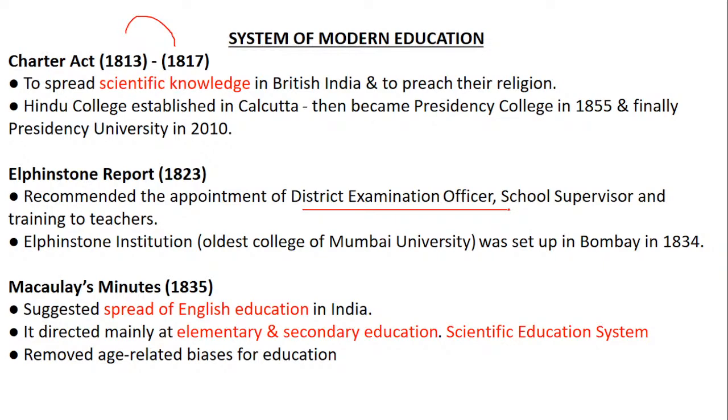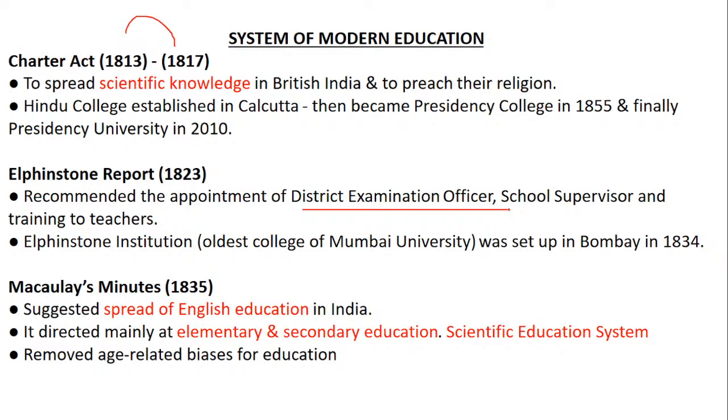Now if you see, the aim or the objective was basically the advancement of higher education. So with reference to advancement of higher education, the Elphinstone institution is one of the oldest institutions of Mumbai University. So if you are talking about the Elphinstone Report, it is basically to advance higher education. Though it is not specifically mentioned, you can write it was basically to support higher education. Okay. Now next we have Macaulay's minutes.